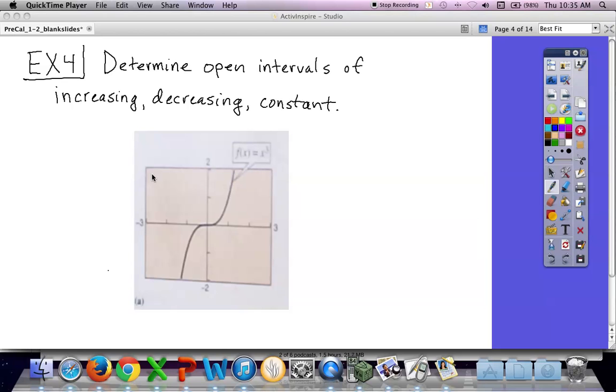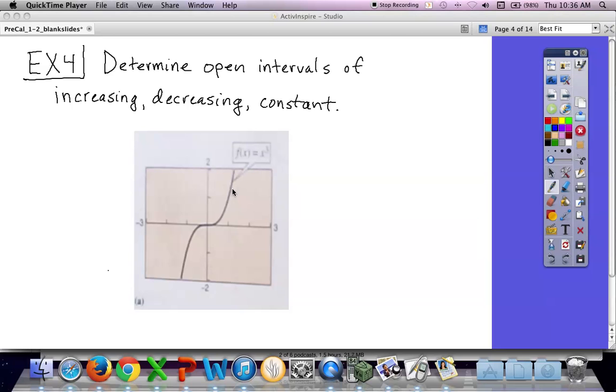Okay. This graph here, it's starting here and it goes up. It does a little bit of a slowdown right around the origin, but it just keeps going on up. Would you say that that graph is increasing or decreasing? It's increasing because from left to right, the y values keep getting bigger, right?